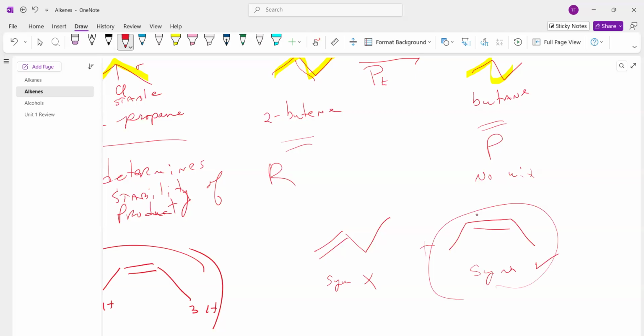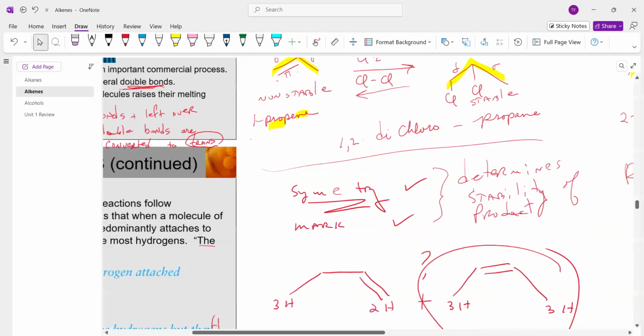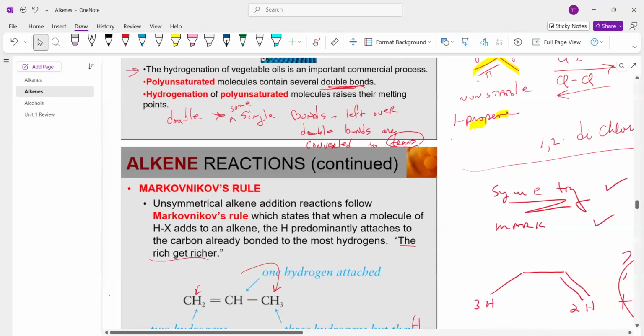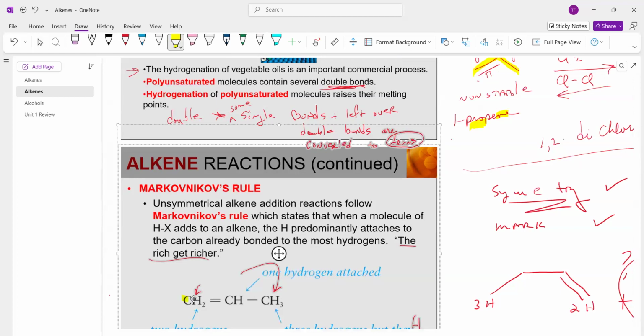However, there's another factor that comes into play. And this is Markovnikov's rule. So basically, when we look at a molecule, we go to the ends of the backbone and the ends of the branch. So this is our backbone. We're going to go to the end and we count the hydrogens. This is 2, that's 3.